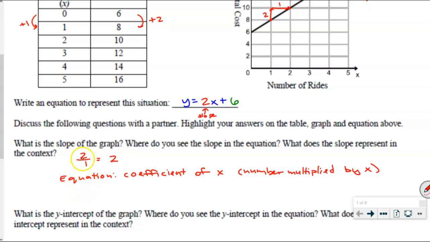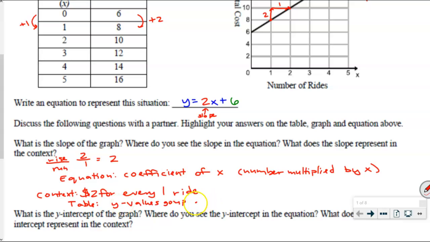What does that slope represent? Remember, in our graph we saw the rise over the run, but for a context, that rise is representing $2 for every one ride. So we have equation, we have context, we should even maybe put on here in the table. We saw that the y values change to, go up to. Every time x goes up by 1.